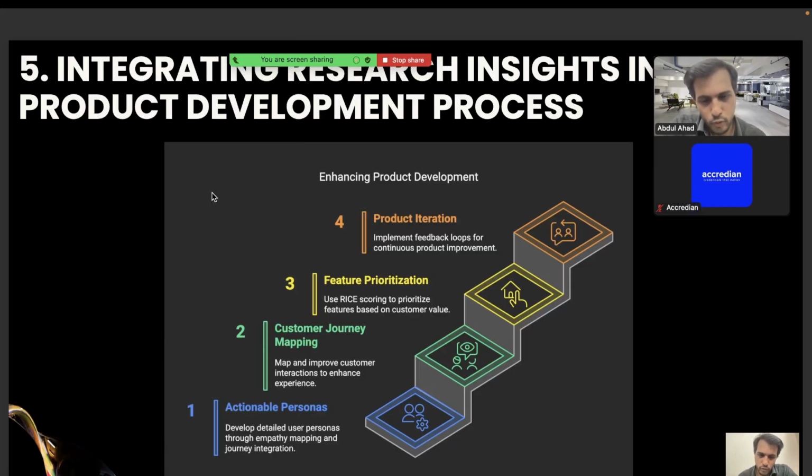Finally, we want to integrate all of this into our product development. The way we want to do this is, we first figure out the actionable personas. We want to develop detailed user personas through our empathy mapping and the journey integration. We then do the customer journey mapping, and figure out which are those instances where we want to make improvements. Finally, using all of this, we would have identified a bunch of problems. It's important for us to prioritize the problems, and then build solutions and ideate, and these solutions will help us decide what we're going to be building in our product. So feature prioritization now plays a key role when we are doing the solutioning.